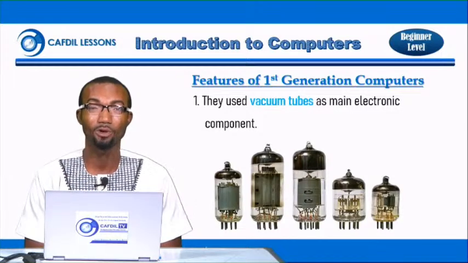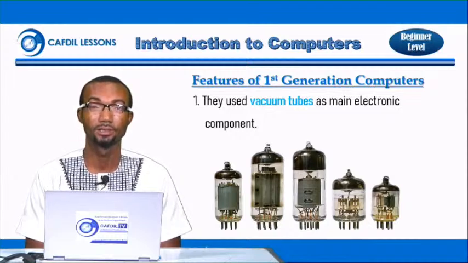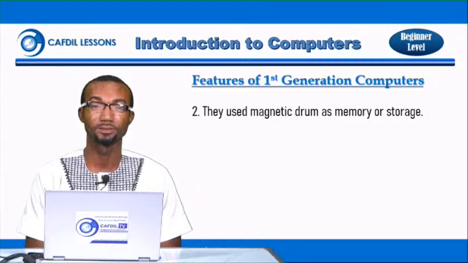And this is how vacuum tubes look, as you see on your screen. Let's look at the second one. They used magnetic drum as memory or storage.